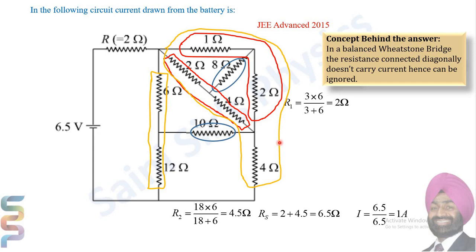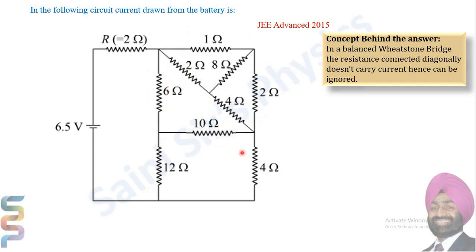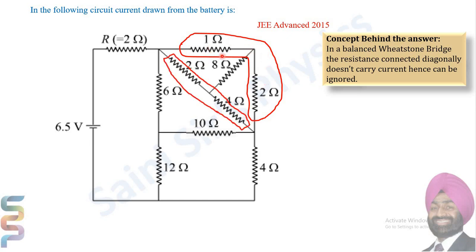So current I equals voltage by resistance, that is equal to 1 ampere. Let me repeat all the steps. As you move from this point to this point, these two in one arm and these two in the other arm, ratio 1 is to 2, ratio 2 is to 4 is the same, hence this resistance doesn't carry any current, hence can be neglected. 1 plus 2, 3 ohm, 2 plus 4, 6 ohm are in parallel.